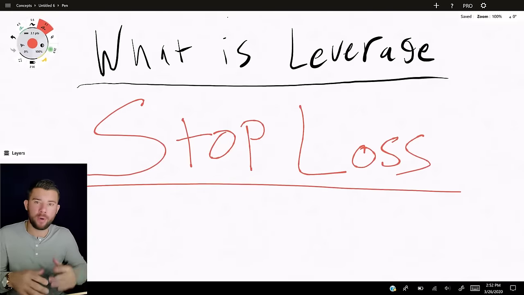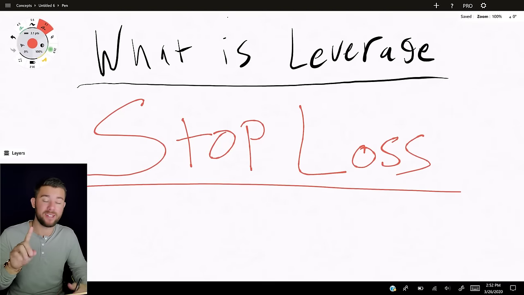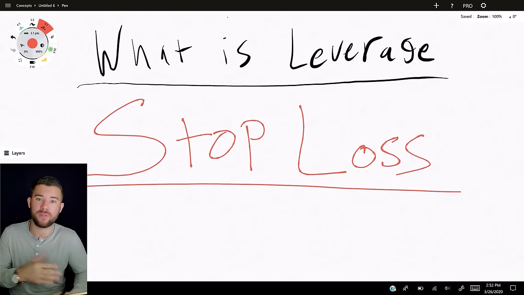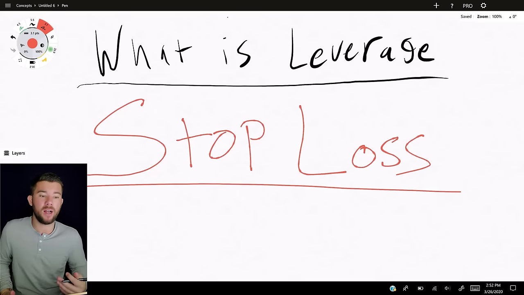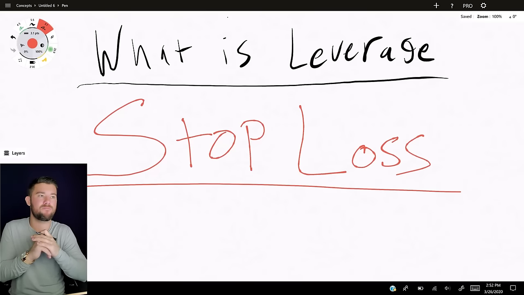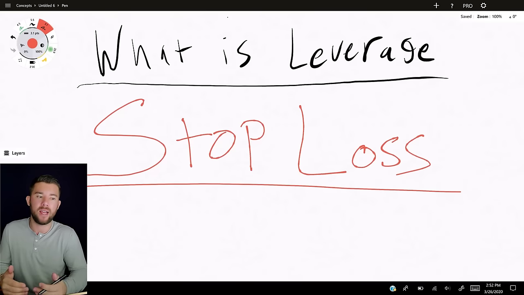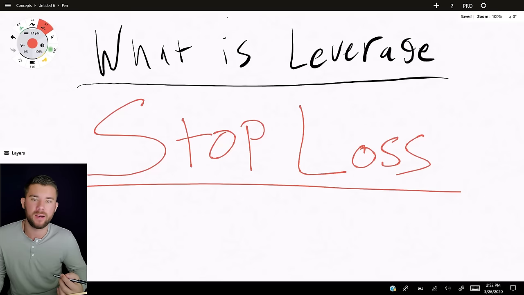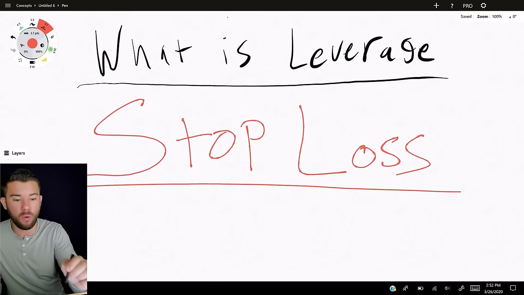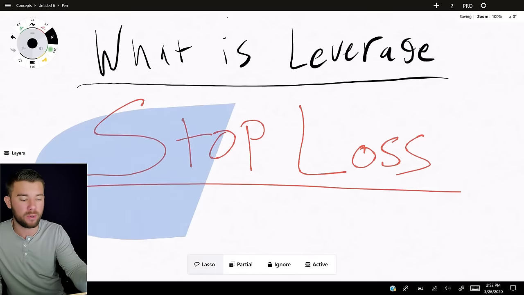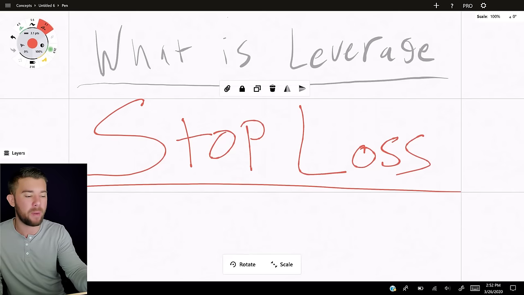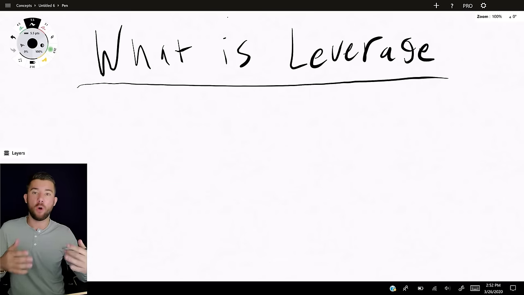So here is the proper way to use leverage. Lesson number one, always use a stop loss if you're using a leveraged account. If you're not, you're putting yourself in a ridiculously risky situation. And as traders, avoiding risk is half the battle. So always, and I mean always, use a stop loss with leverage. But let's talk about the power of leverage and what it can actually help you do.